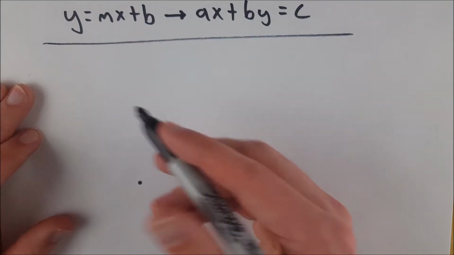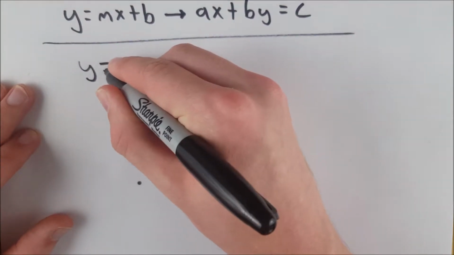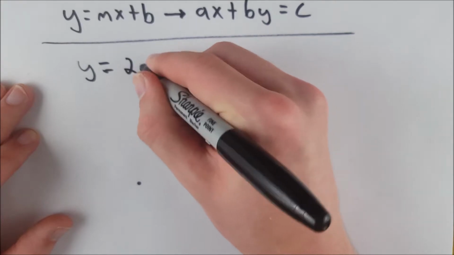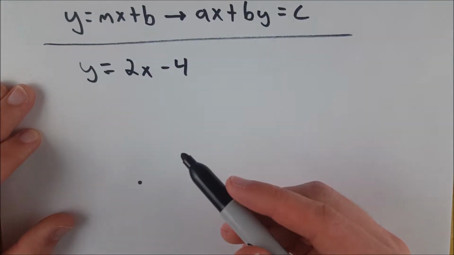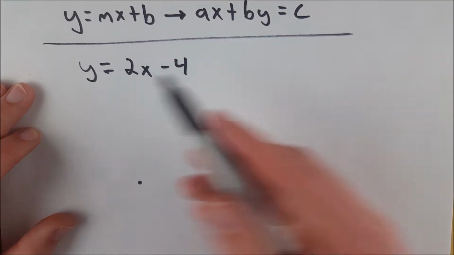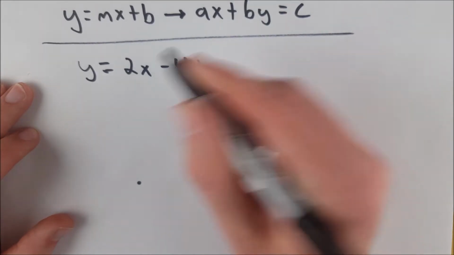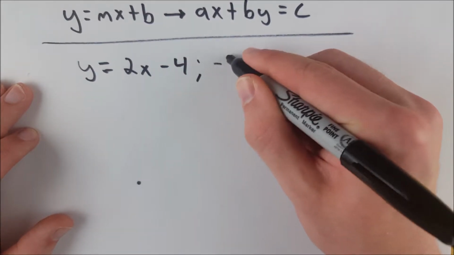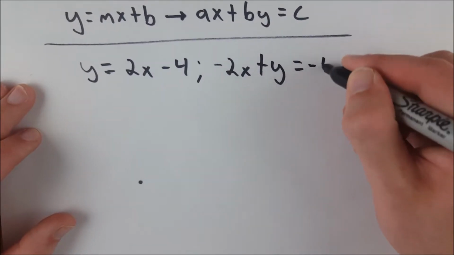So let's get right into it and look at an example. Let's say we had y equals 2x minus 4. So we've got our slope-intercept form of a line, and all we have to do is get it to this form. So first things first, we need to get our x and our y's on the same side. So we'll subtract 2x from both sides and get negative 2x plus y equals negative 4.